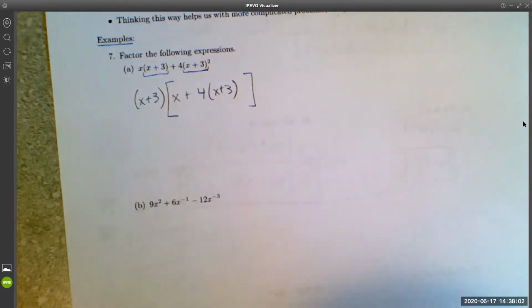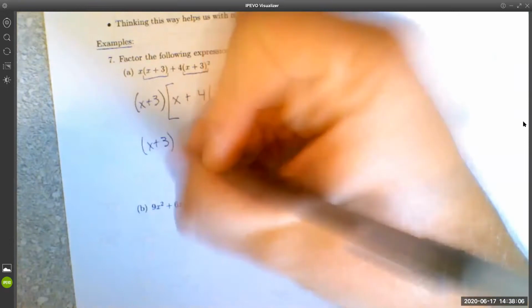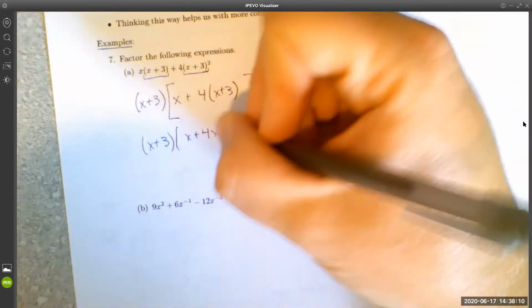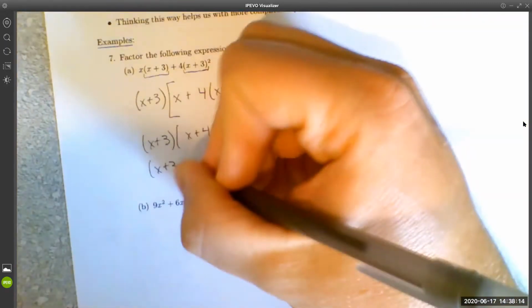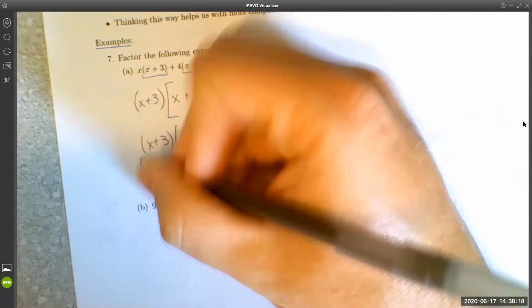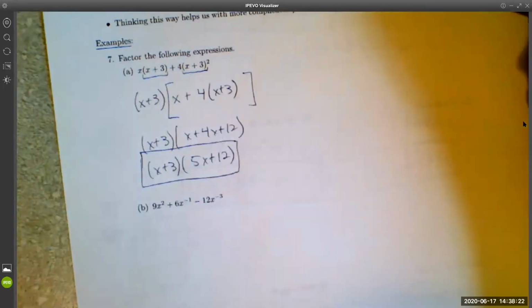Okay, now we can simplify that a little further. We're going to have x plus 4x plus 12. We can combine like terms. We get 5x plus 12. Okay, so you end up with something a lot more simple than what you started with.